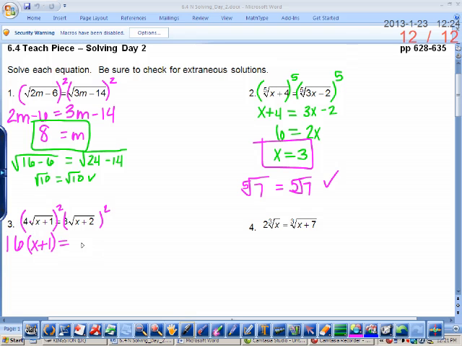What are we going to end up with on the right side? Good. What would we do next? Distribute. So I would have 16x plus 16 equals 9x plus 18. If I subtracted 9x from both sides, I would get 7x equals 2.